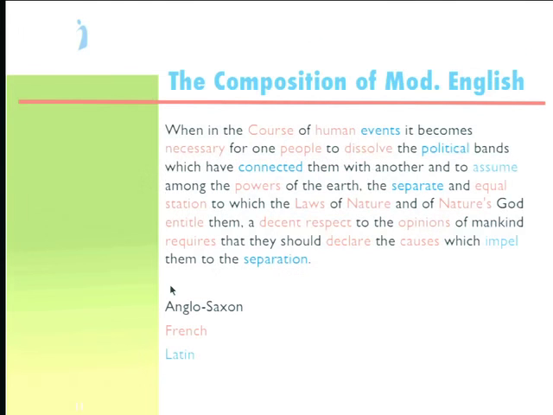By this time, English has absorbed a number of these original inkhorn words to become part of ordinary English. Here's the first sentence of the Declaration of Independence. I've put in red the French words. Black are the Anglo-Saxon words. Red are the French words, the words that came in with the Norman Conquest. And the blue words are these words that were coined on a Latin basis in the 15th, 16th, 17th century. So events, political, connected, assume, separate, impel.